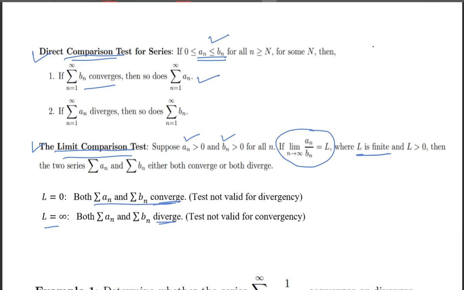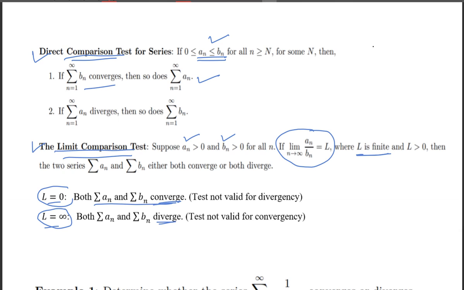Okay. Now, suppose somehow we are getting l equal to 0 or infinity. In that case, you have to be very cautious. For l equal to 0, you cannot say anything about divergence. You can say only convergence. Suppose you are getting l equal to 0, and the known series is convergent, then you can say the unknown series is also convergent. But for l equal to infinity, it is the reverse.